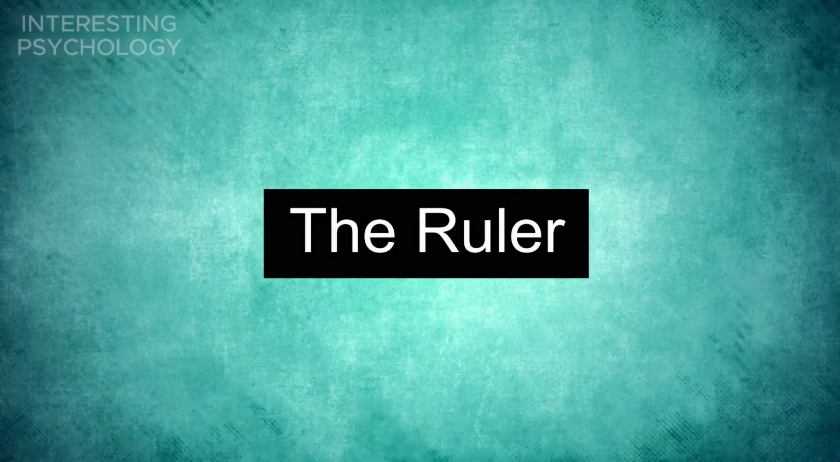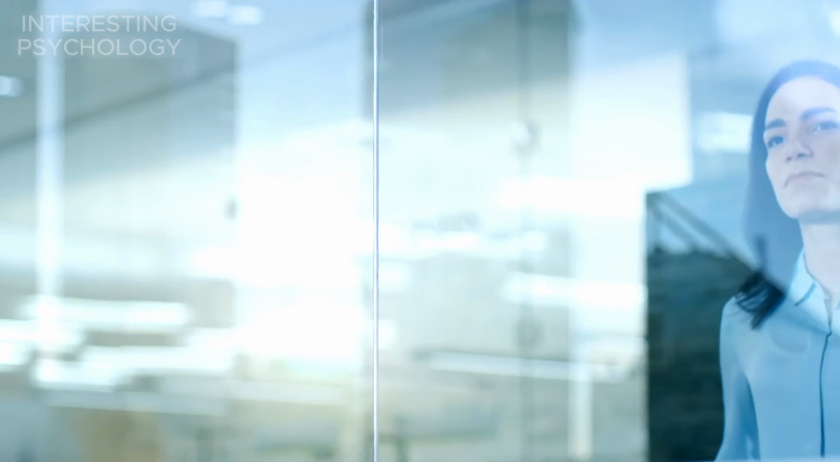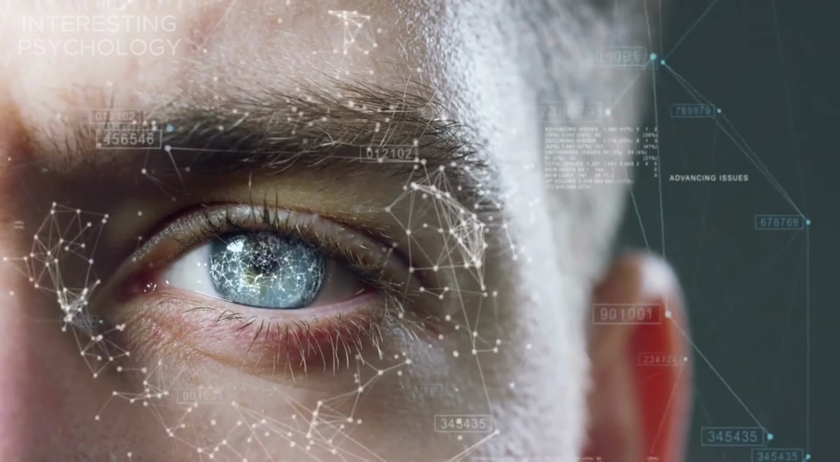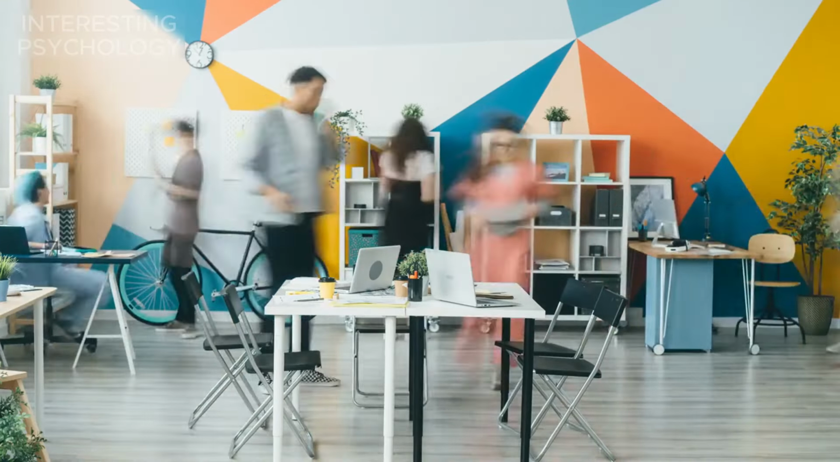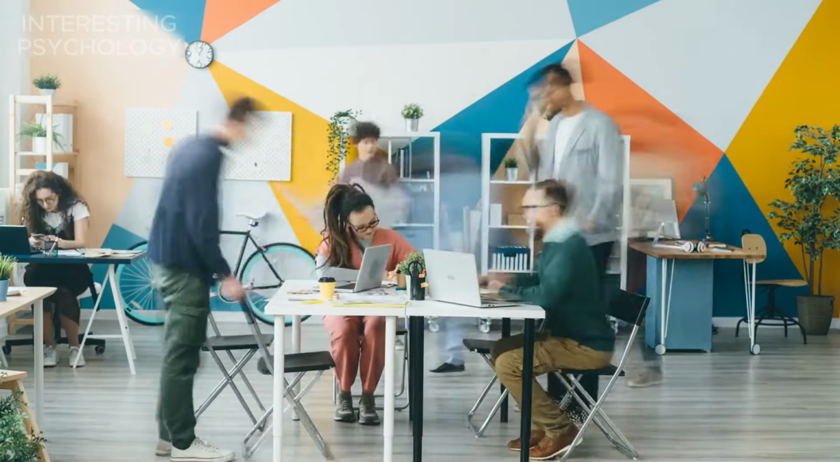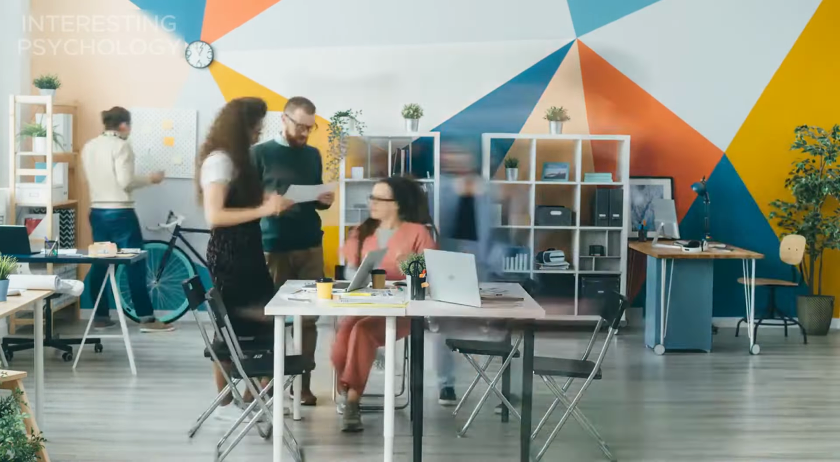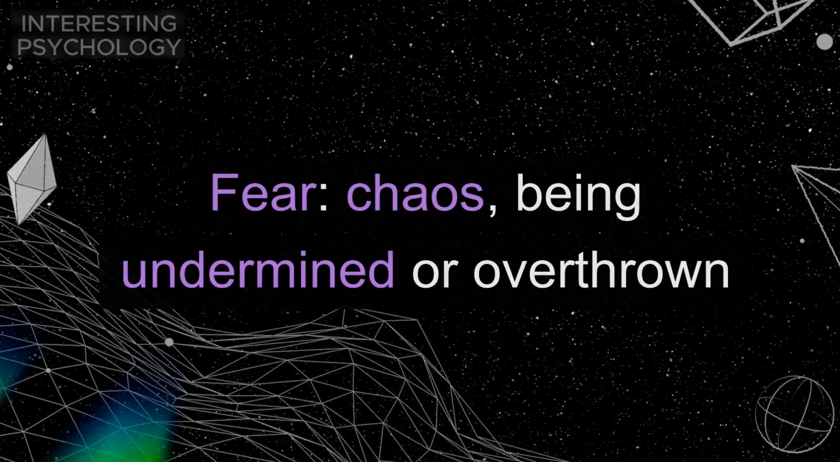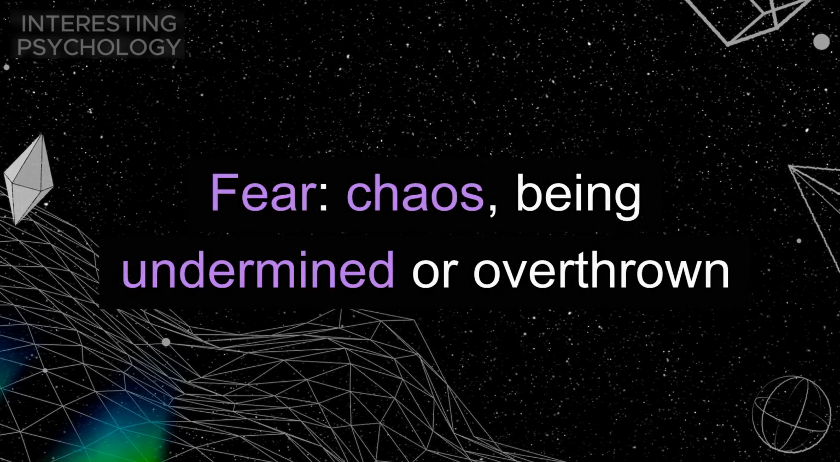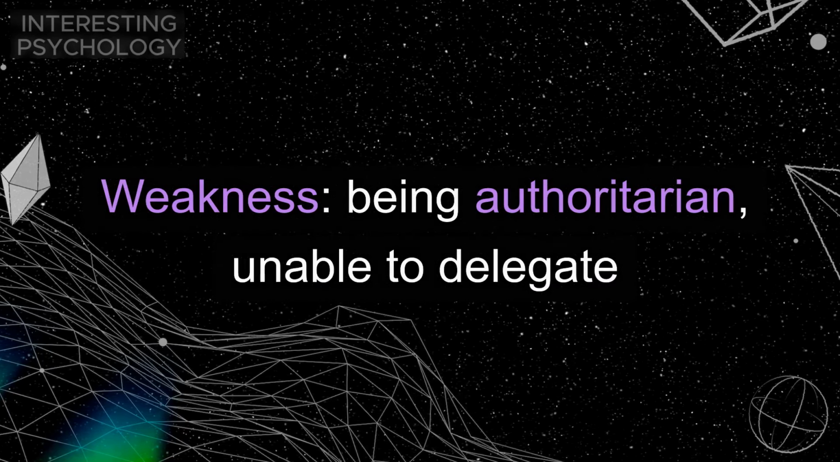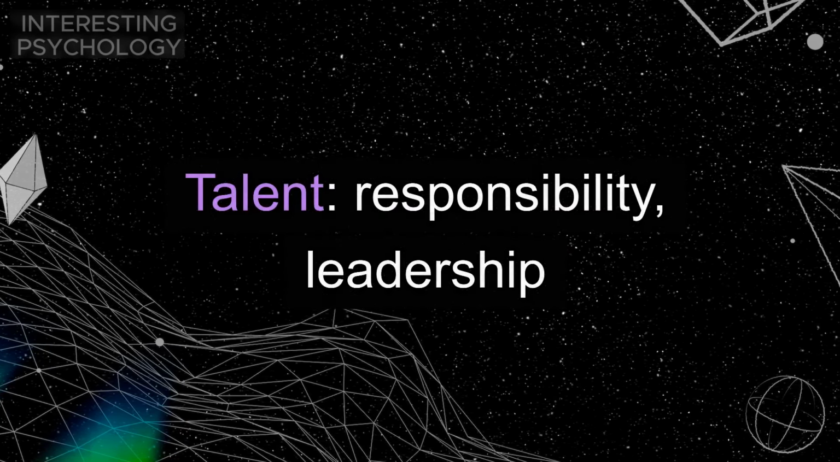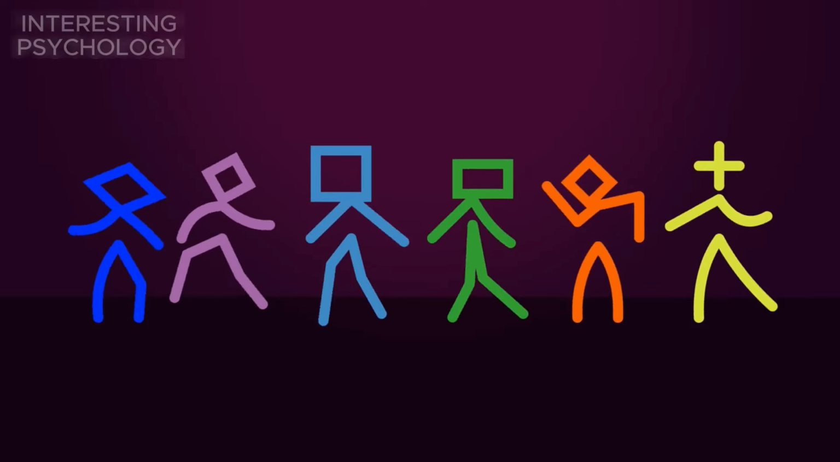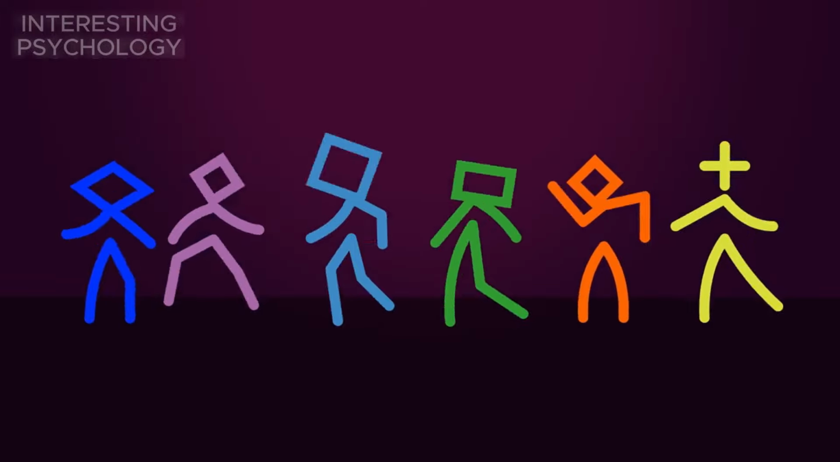Number 12, the Ruler. The Ruler loves to be in control. They often have a clear vision of what will work in a given situation. They believe they know what is best for a group or community and can get frustrated if others don't share their vision. However, they usually have the interests of others at heart, even if occasionally their actions are misguided. Goal: create a prosperous, successful family or community. Fear: chaos, being undermined or overthrown. Weakness: being authoritarian, unable to delegate. Talent: responsibility and leadership.